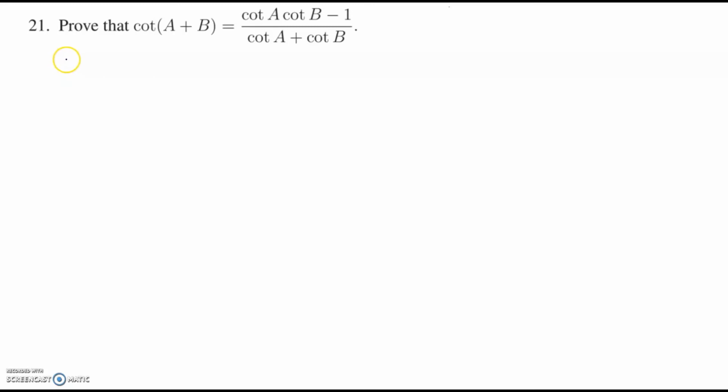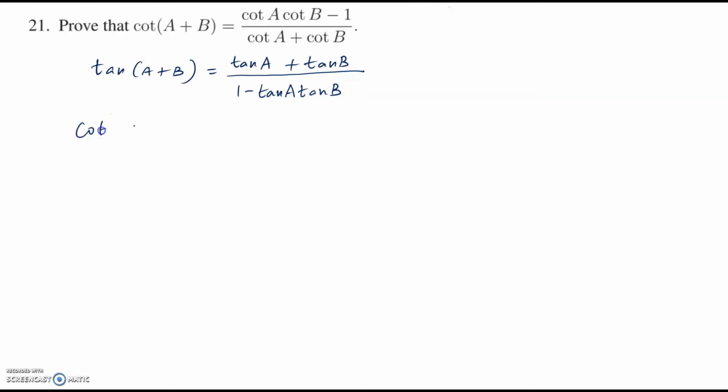In this video, we will solve further problems from exercise 3.4. Question number 21. Prove that cot of A plus B is equal to cot A cot B minus 1 divided by cot A plus cot B. Now, we know that tan of A plus B is equal to tan A plus tan B divided by 1 minus tan A tan B.